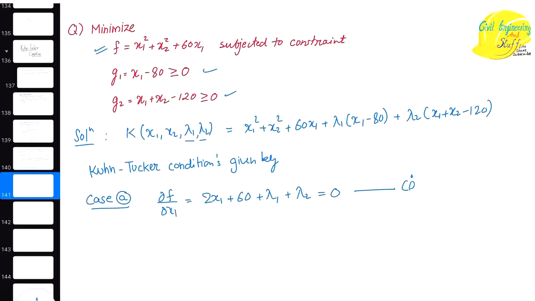Then partially differentiating with respect to x2, we will have 2x2 plus, this term will be 0 because it does not contain any x2 variable. Here we will have lambda 2, right? Let's put it equal to 0 and name it equation number 2. All right, so this is our case A.